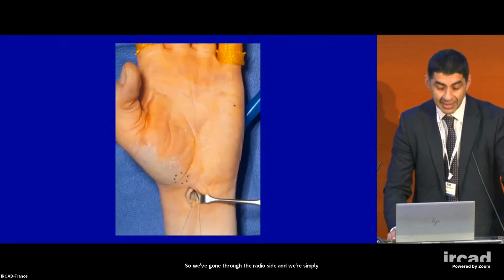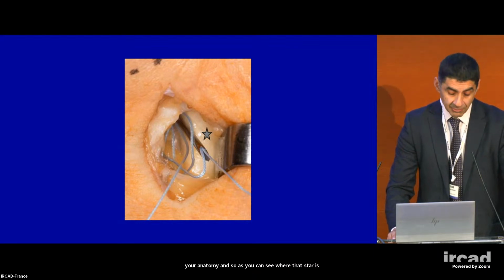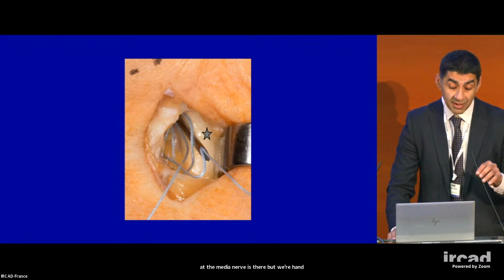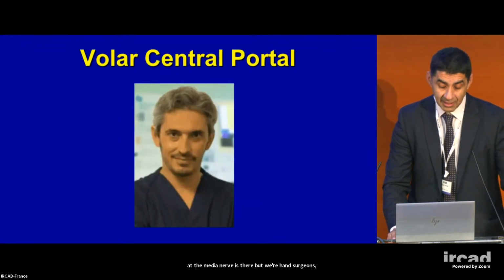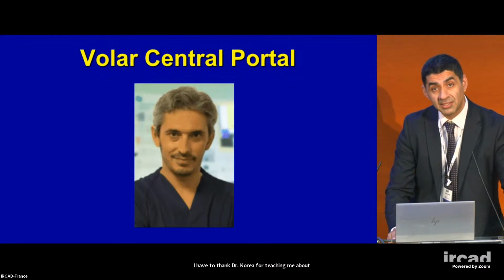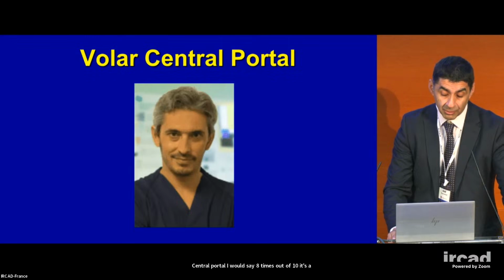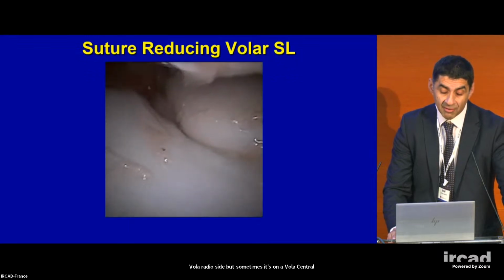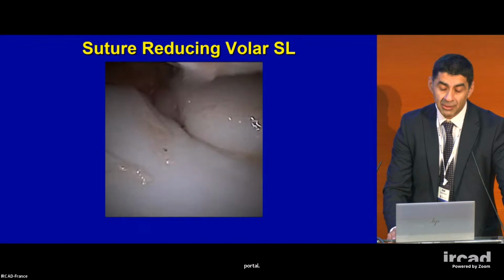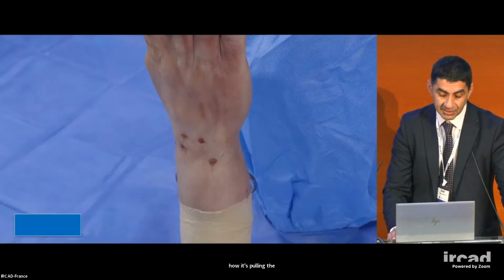You do have to know your anatomy, and so as you can see where that star is, the median nerve is there, but we're hand surgeons, we're comfortable on the volar side, and you need to retract this out of harm's way. I have to thank Dr. Correa for teaching me about the volar central portal. I would say 8 times out of 10 it's a volar radial side, but sometimes it's on a volar central portal. And you can see here with the power of just one stitch how it's pulling the volar side of the scapholunate joint back into a reduced position.